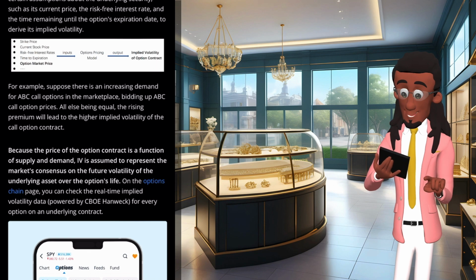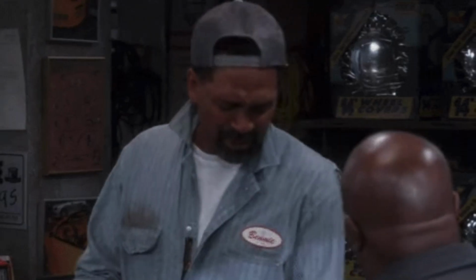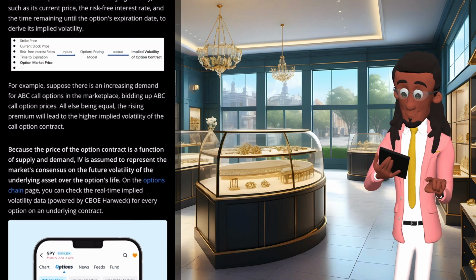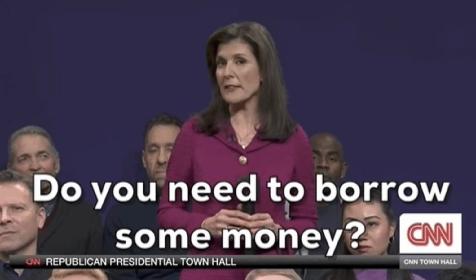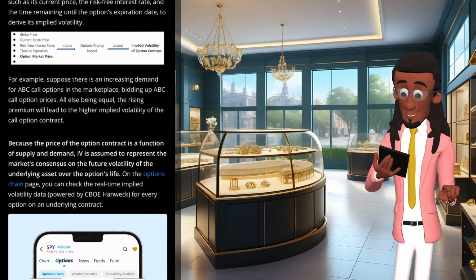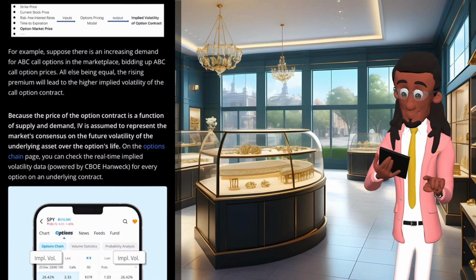So if only one person wants it, I'll give it to you for $15. But if 1,000 people want it, oh, it's $30. Yeah, $30. So that's what we're saying. As the demand increases, the cost of the option is going to increase. And this is going to lead to higher volatility, bigger price swings.